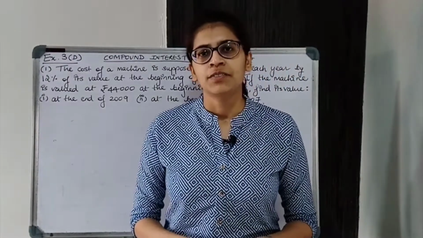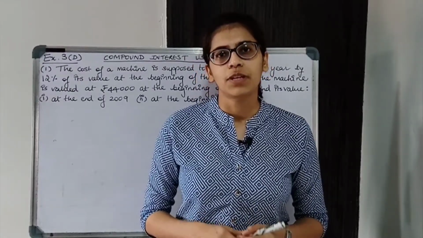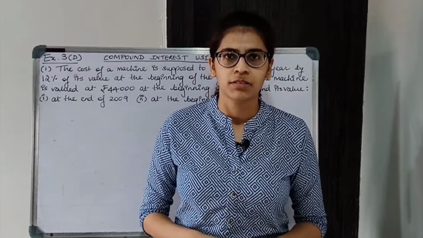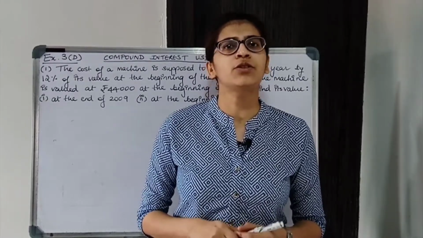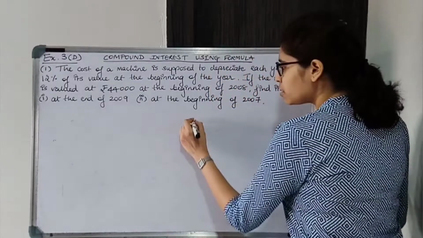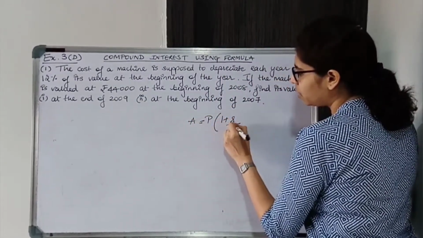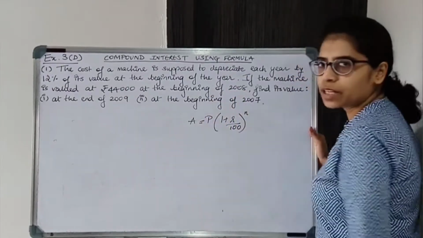Now, before proceeding with the question, let us understand a few things. In such kind of questions, we'll be using the formula of amount. What is the formula of amount in case of compound interest? We know it is A equals P into 1 plus R upon 100 raised to N.